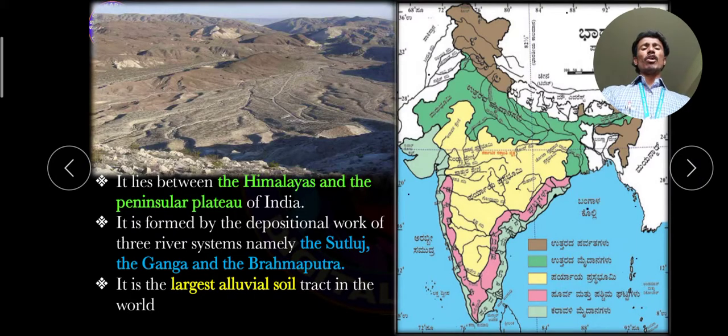And it is the largest alluvial soil tract in the world. It means in the extended area of the northern plains, we find most of the alluvial soil. So the northern plains are the largest alluvial soil tract in the world.